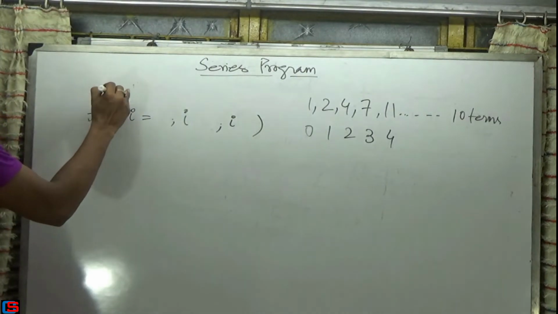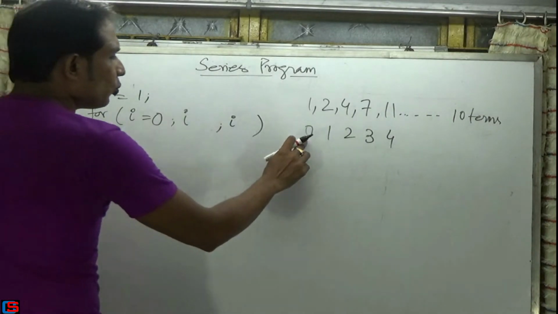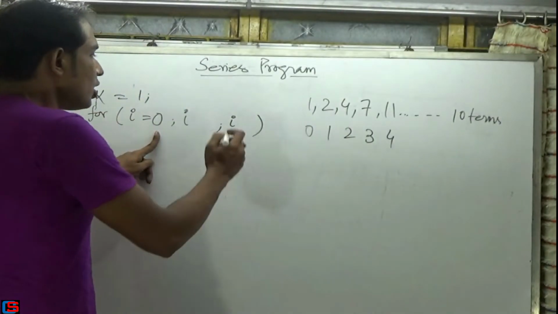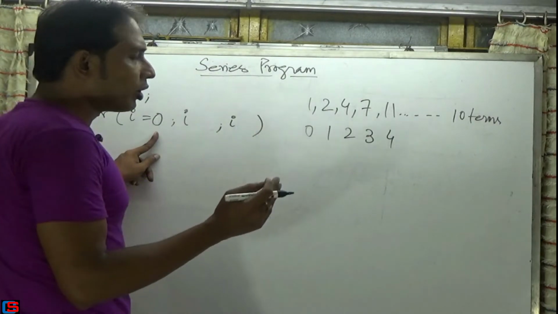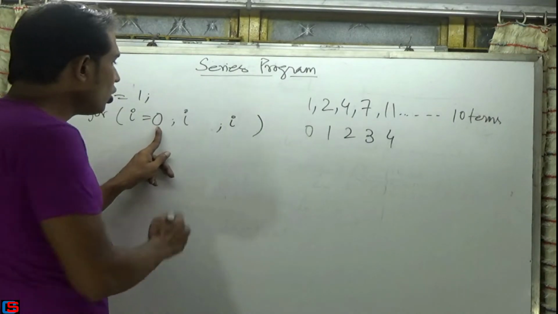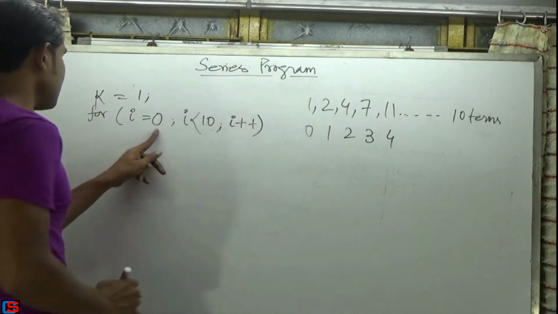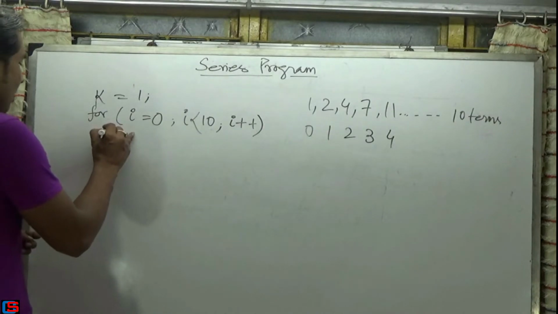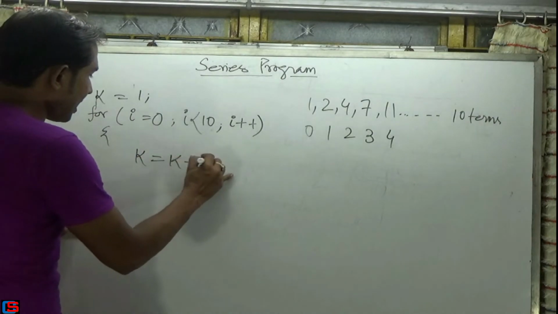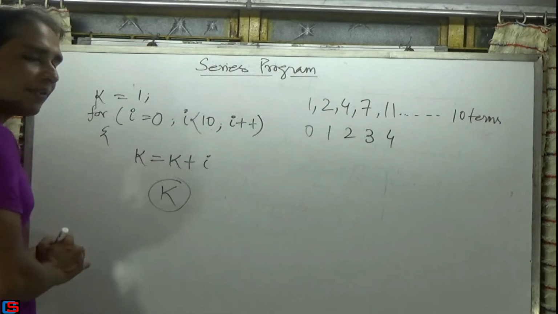Suppose I am declaring the value of k equals to 1, and the loop will start from 0. As the loop has started from 0, for up to 10 terms with increment by 1, it will execute up to 9, so less than 10, and then I plus plus. Within this loop I am going to add this k value with I. So k equals to k plus I, and then I am going to print the value of k.